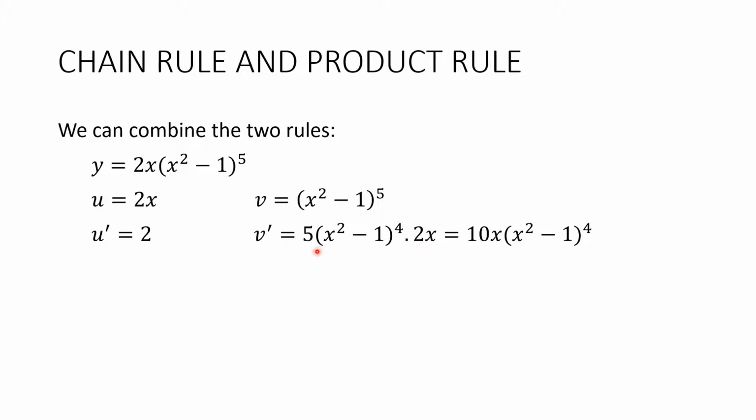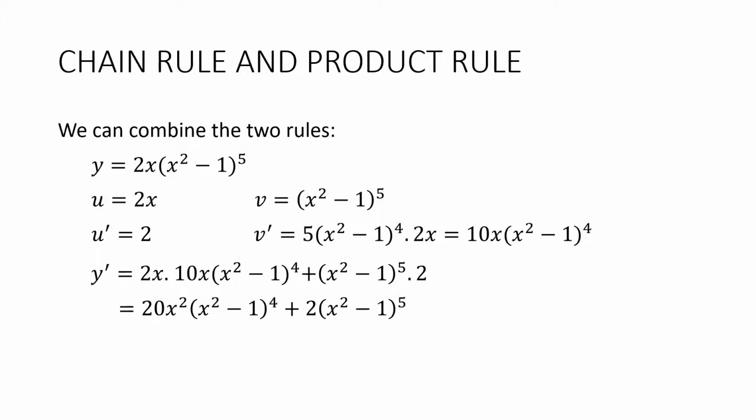And take the time to tidy this up. So I'm going to bring that 2x out the front, so 10x, and then x squared minus 1 all to the power of 4. All right, now we can construct our rule. So y dash is going to be u dv dx, see how that's there, plus v du dx. Now, we can just tidy that up and leave it there like that. That's perfectly fine, and you'll get all the marks at that point.